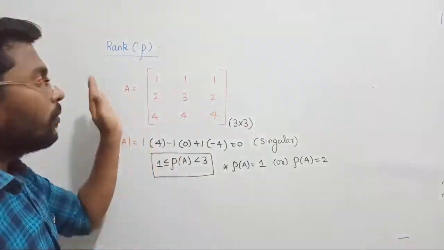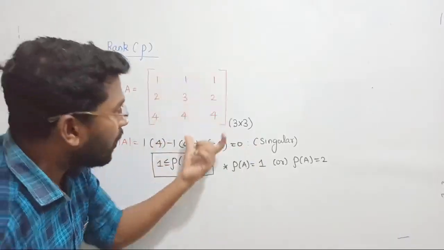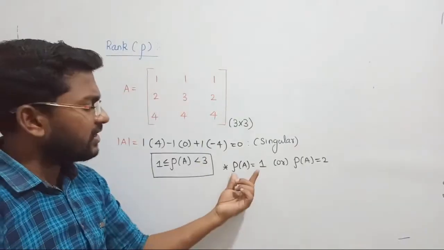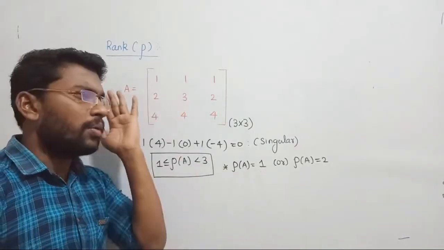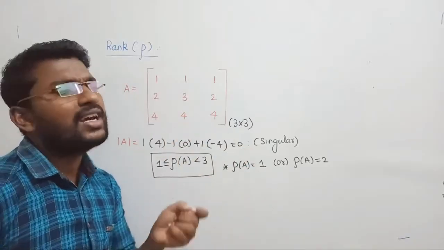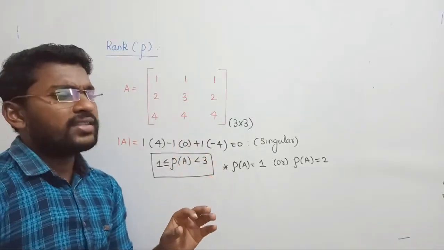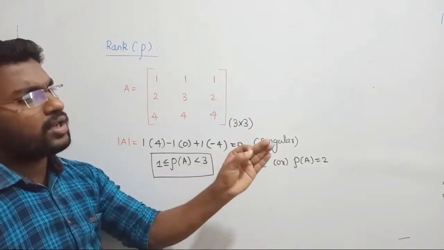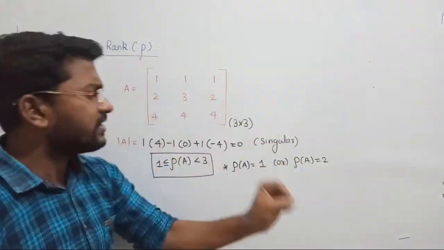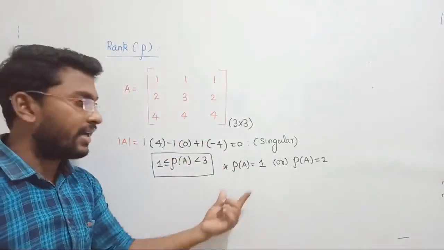Suppose the determinants of all possible combinations of the 2 cross 2 matrices are going to be 0, then the rank of the matrix is obviously 1. You don't need to panic about 0, because 0 rank never exists. 0 rank is possible only for the null matrix. So if all possible 2 cross 2 determinants are 0, the rank cannot be 2, and it cannot be 3. So the correct answer is 1.